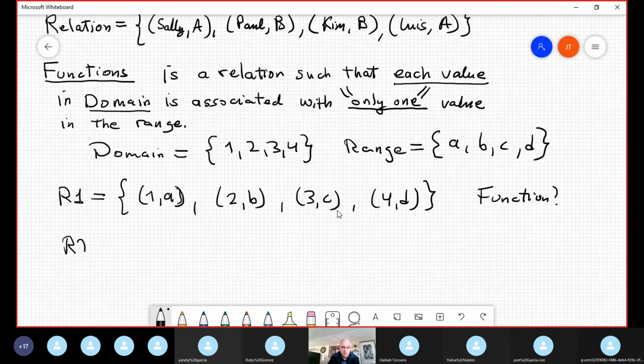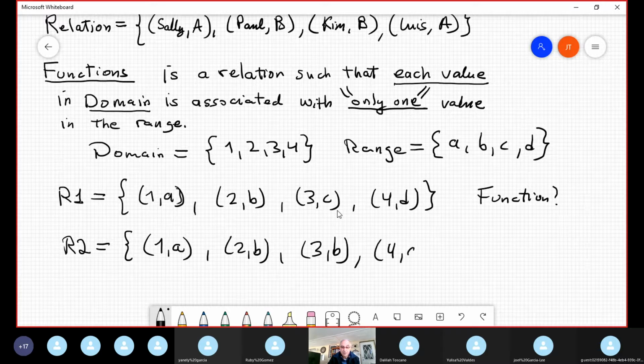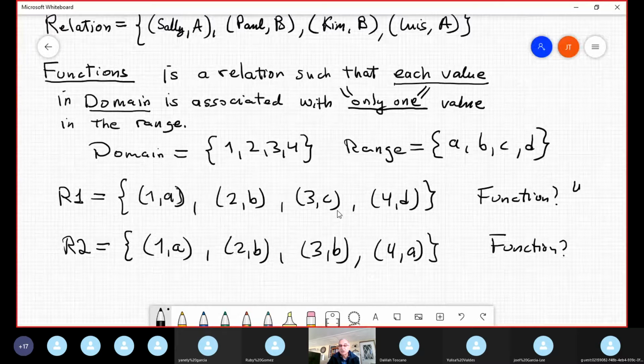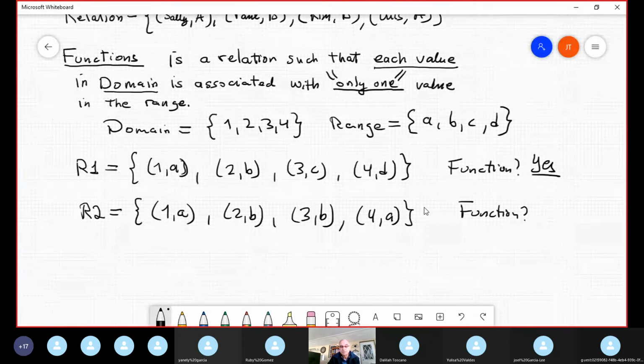However, let me see another case that can maybe clarify a little bit. Two more examples. For example, I want to associate 1 and A, 2 and B. Repetition, the same idea: 3 and B. Now I select not C, I select B. Repetition. And 4 and A. Okay. Again, is it a function or no? The answer for the previous question was yes. The answer for this question is, what do you think? Is it a contradiction with the definition of function or no?